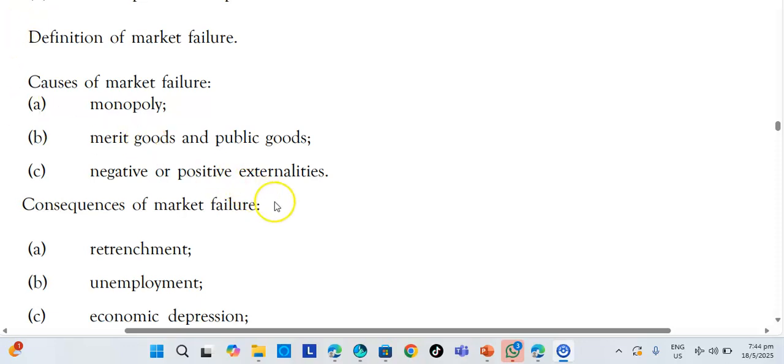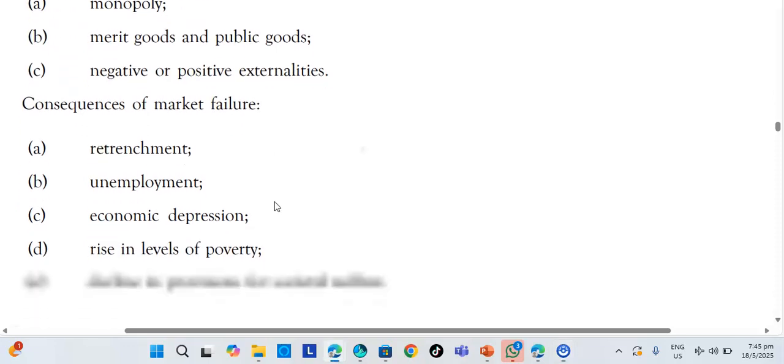Negative or positive externalities. Negative includes costs to third parties not reflected in market prices. Example, air pollution from a factory harms people who don't use the factory's goods. Positive, benefits to others that the producer or consumer doesn't get paid for. Example, a person getting vaccinated protects others from disease too. Consequences of market failure: retrenchment.